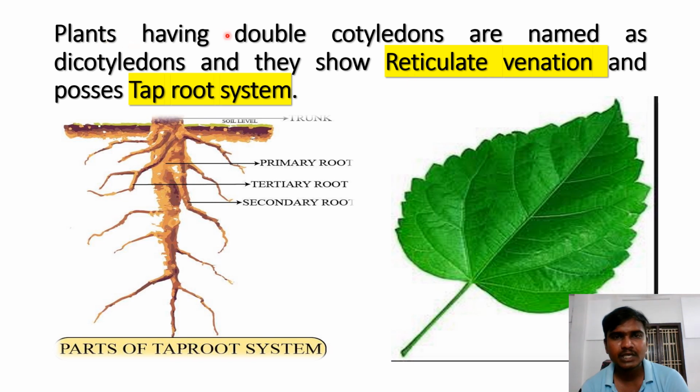And plants having double cotyledons are named dicotyledons, and they show reticulate venation and possess a taproot system. This is the reticulate venation. This is the taproot system. This is the main root, and branches are formed from the main root. This is the primary root, and also the secondary and tertiary roots. These two features are present in the dicotyledons.